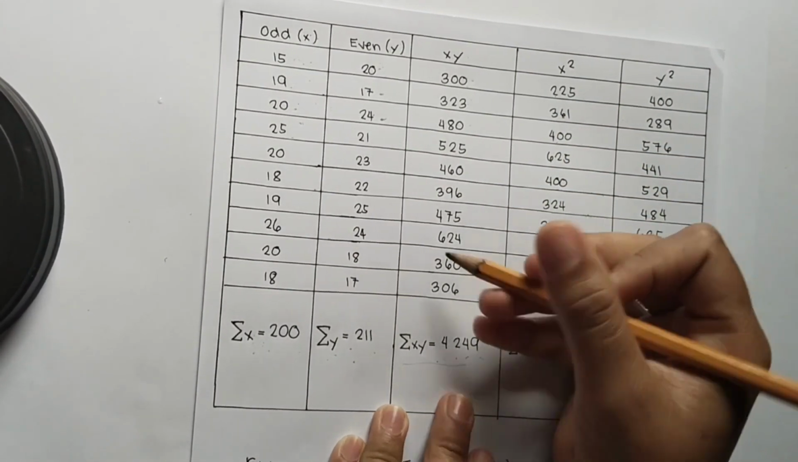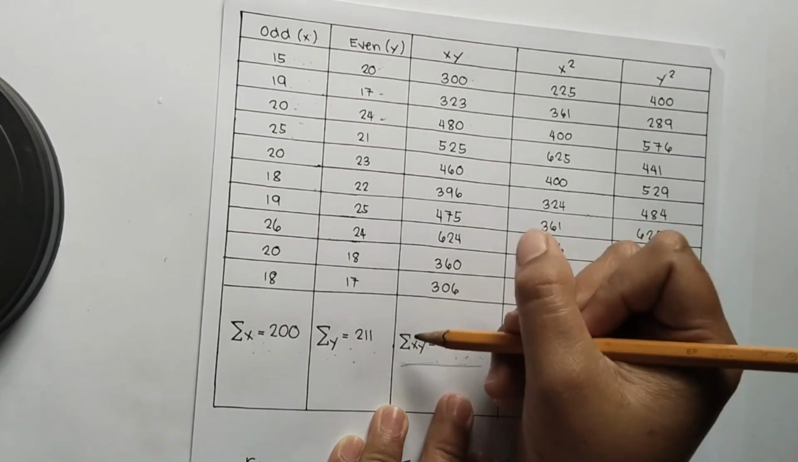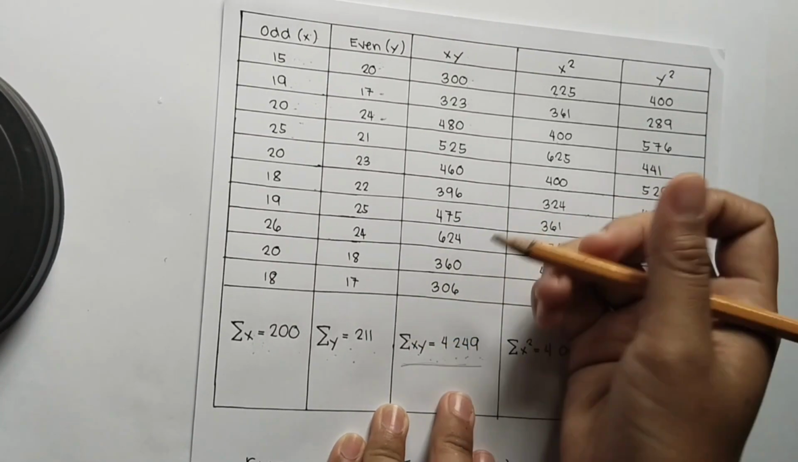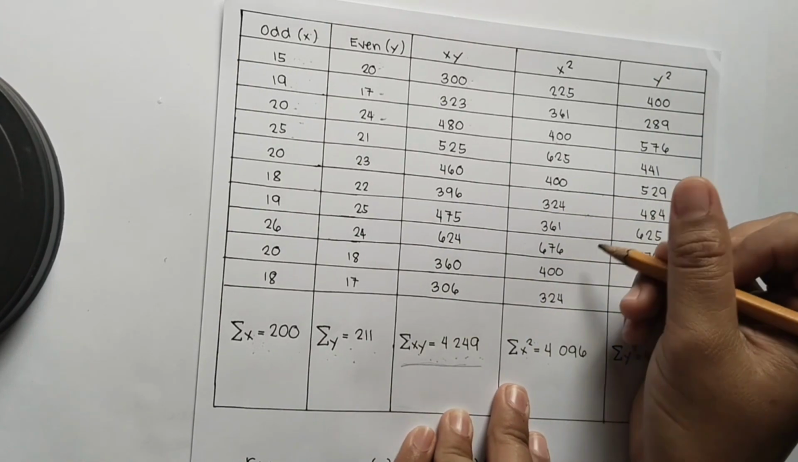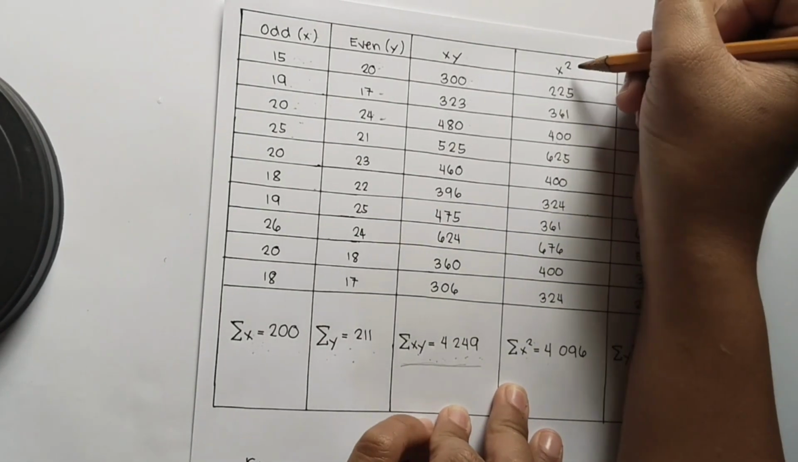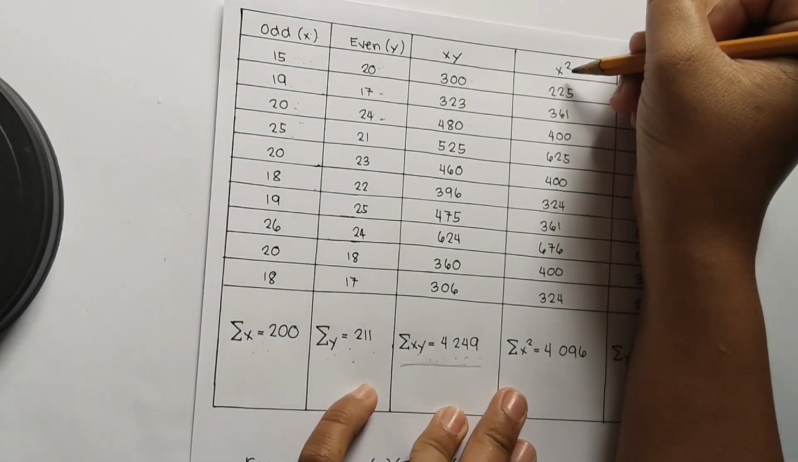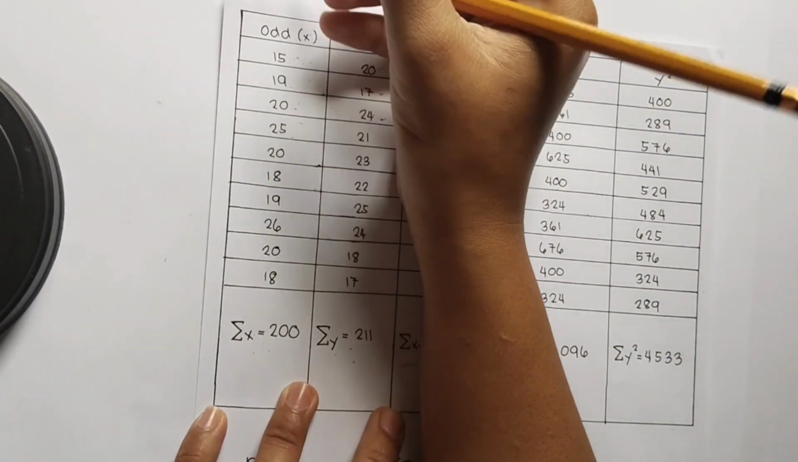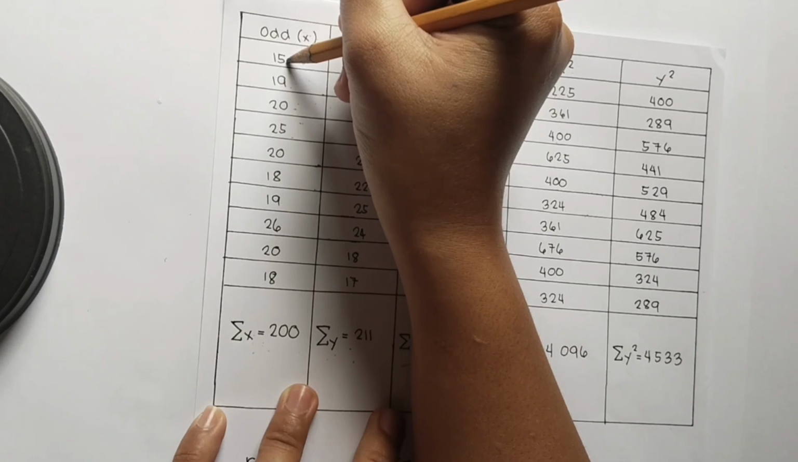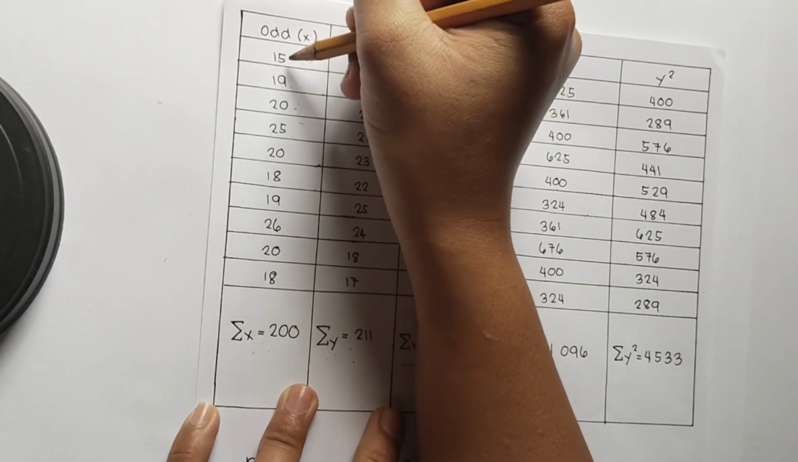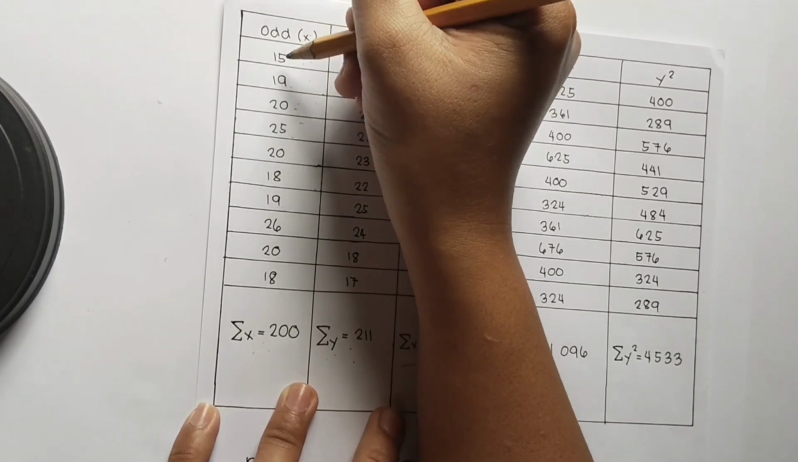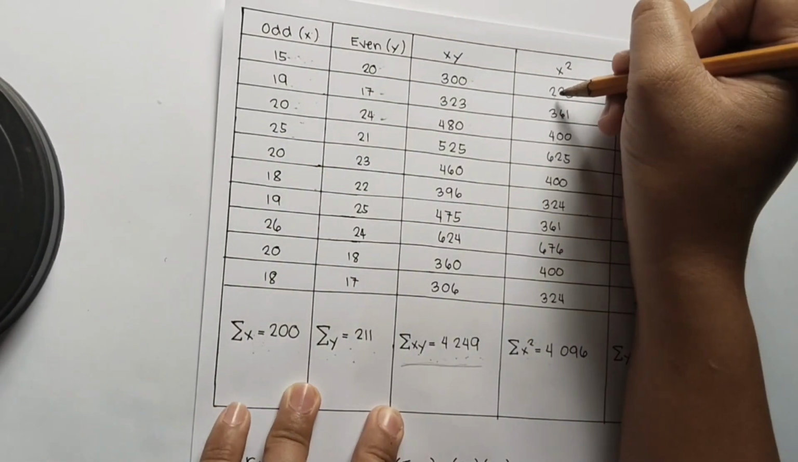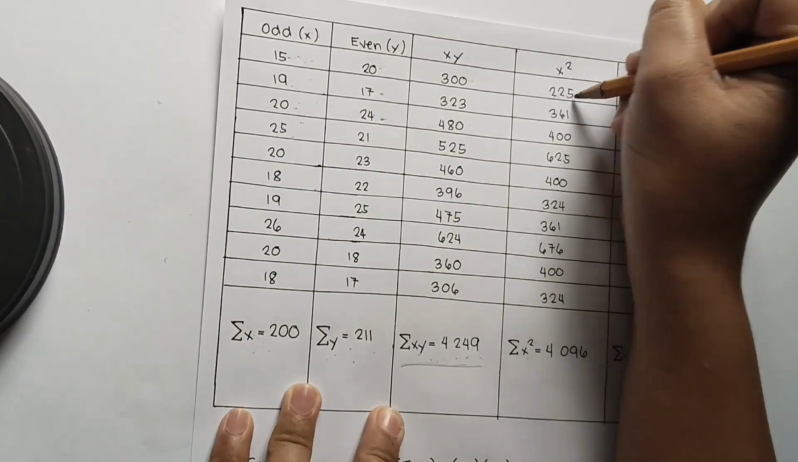4,249. So, ito na yung magiging value ni summation of xy. Next naman, kukunin natin yung value ni x squared. So, saan natin hahanapin si x squared? Syempre, dito sa add items na kung saan, i-multiply lang natin yung 15 sa 15 dahil nga x squared. So, 15 times 15 is equals to 225.